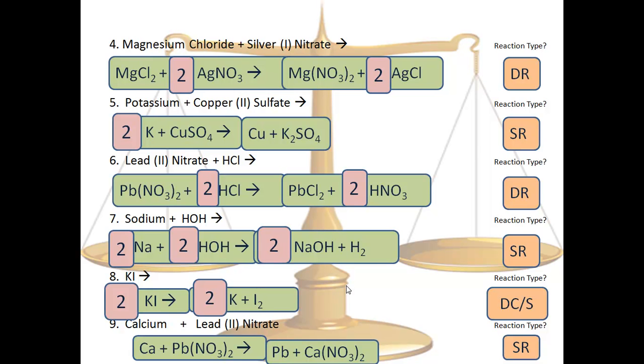Once you've crisscrossed, let's double check our balancing. 1 calcium on the left, 1 on the right. 1 Pb on the left, 1 Pb on the right. 2 nitrates on the left, 2 nitrates on the right. Awesome, all set. So this should hopefully give you some examples so that you can start your homework.